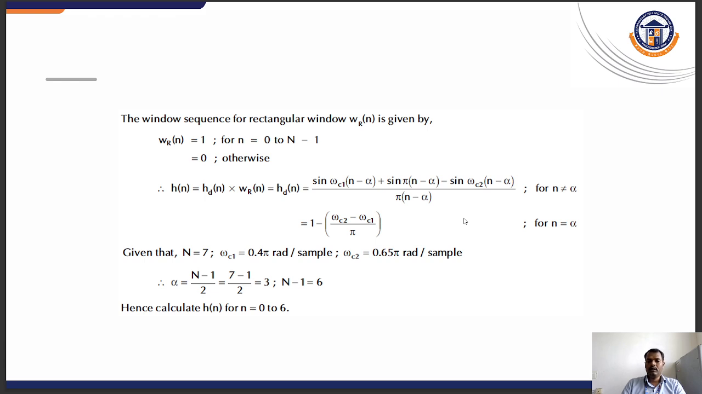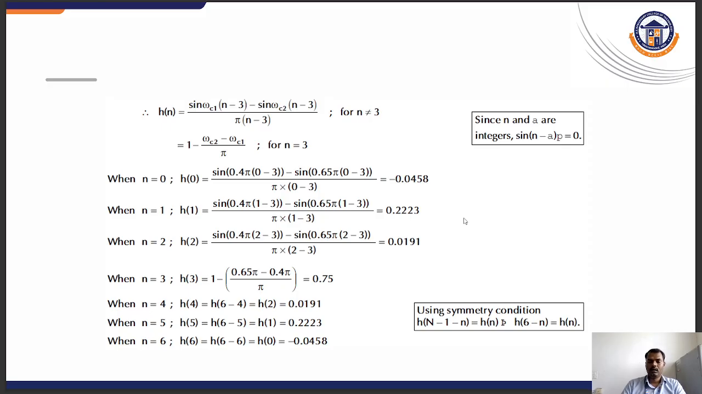So here the alpha value is found with the help of (N minus 1) by 2. So the N value is 7 here. So we have (7 minus 1) by 2, which is 3. So alpha is equal to 3 and N minus 1 is 6. Hence h of n will be equal to sine omega c1 (n minus 3) minus sine omega c2 (n minus 3), divided by pi (n minus 3) for n not equal to 3. And when n is equal to 3, the value is 1 minus (omega c2 minus omega c1) divided by pi. Now we are substituting the values n equal to 0 to 6 in h of n.